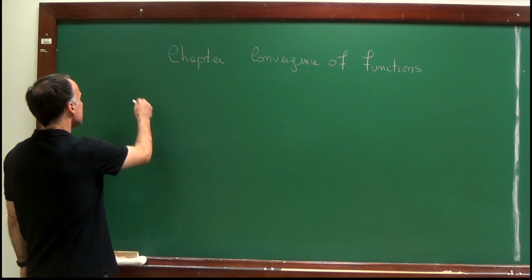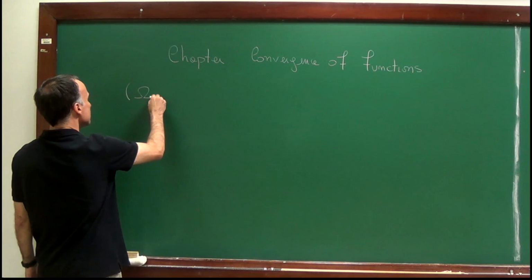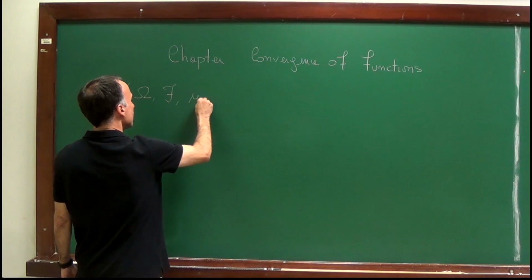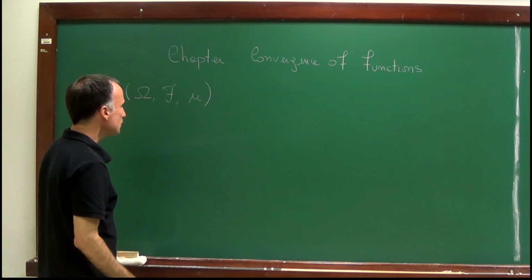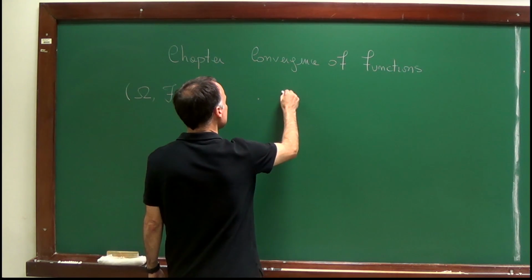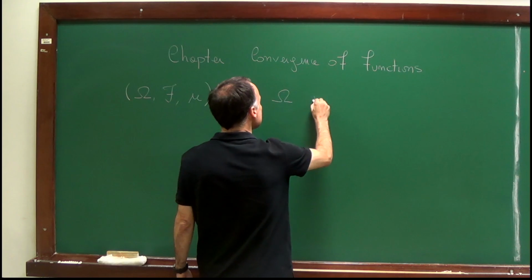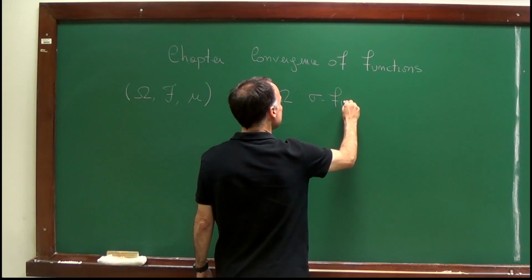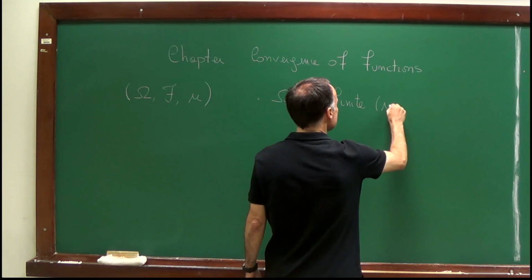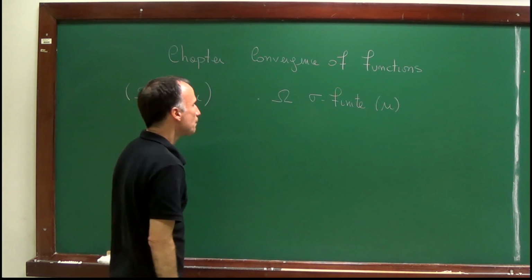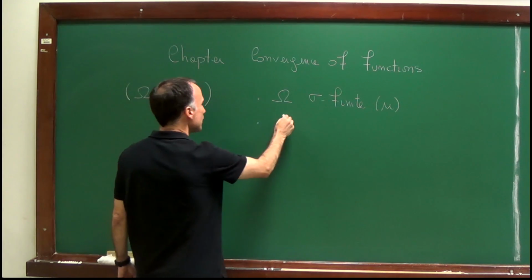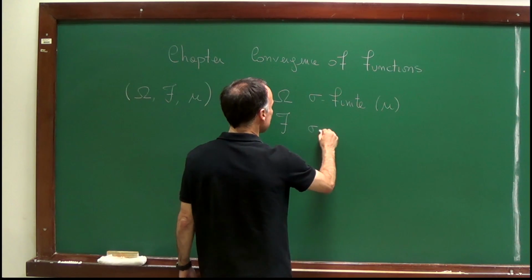Let me say that we will be working here in a space omega with a sigma algebra F and a measure mu. I will assume that the space omega is sigma finite with respect to mu, of course. And I will also assume that the sigma algebra F is complete.